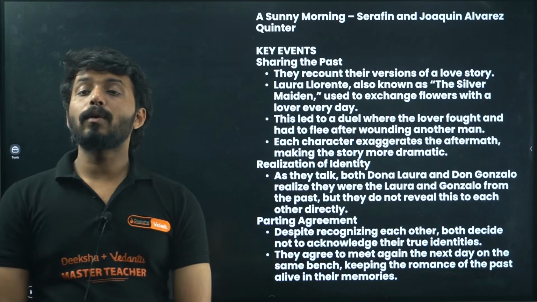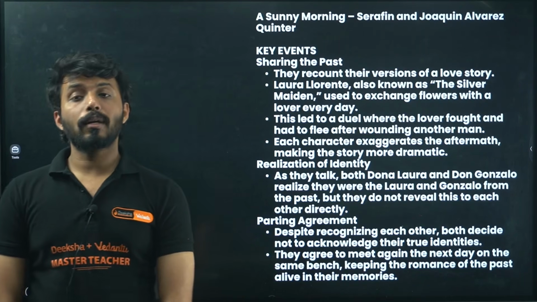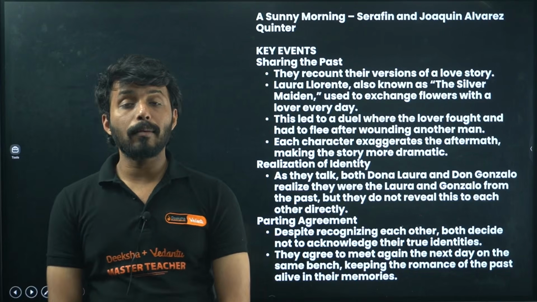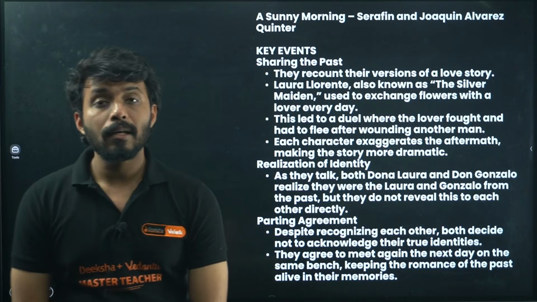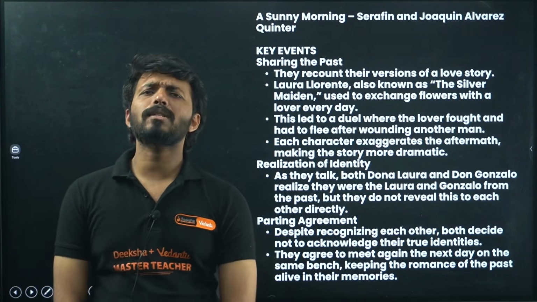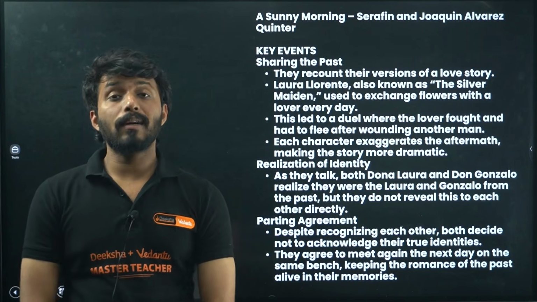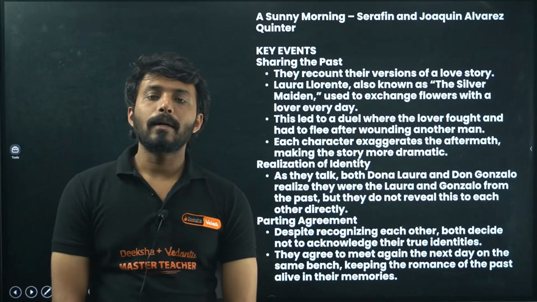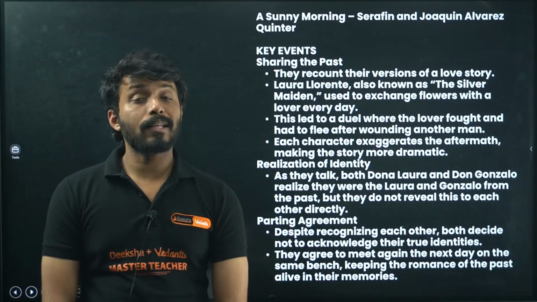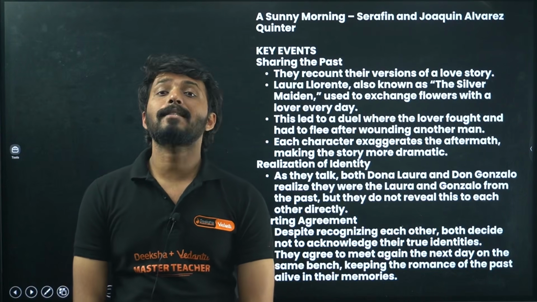So this led to a duel where the lover fought and had to flee after wounding another man. The other man here is the wealthy merchant. The wealthy merchant was supposed to be married off to Donna Laura. And because he was a very wealthy and influential man, Don Gonzalo could not face the consequences of injuring him. Hence, he had to flee.